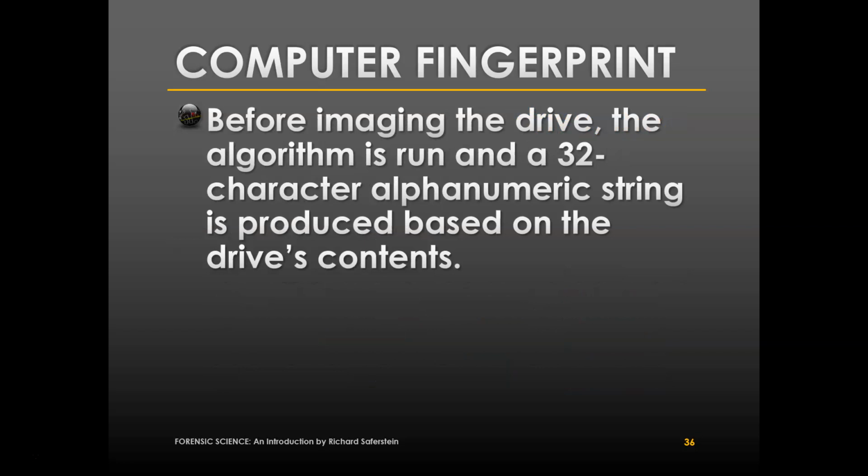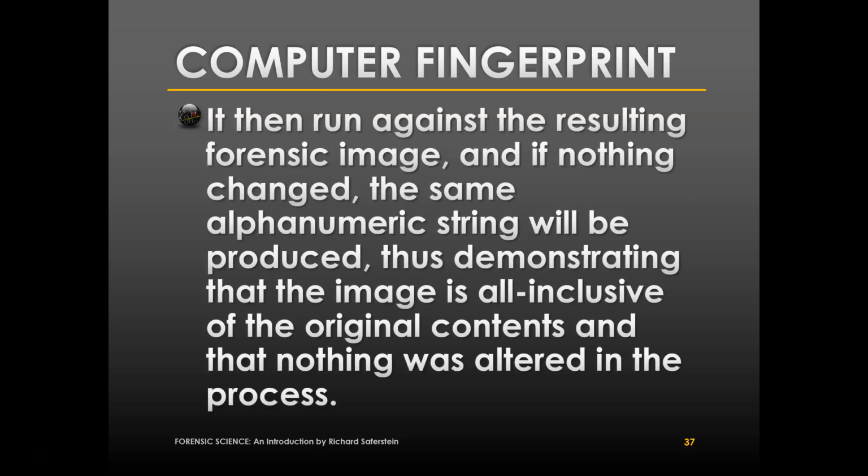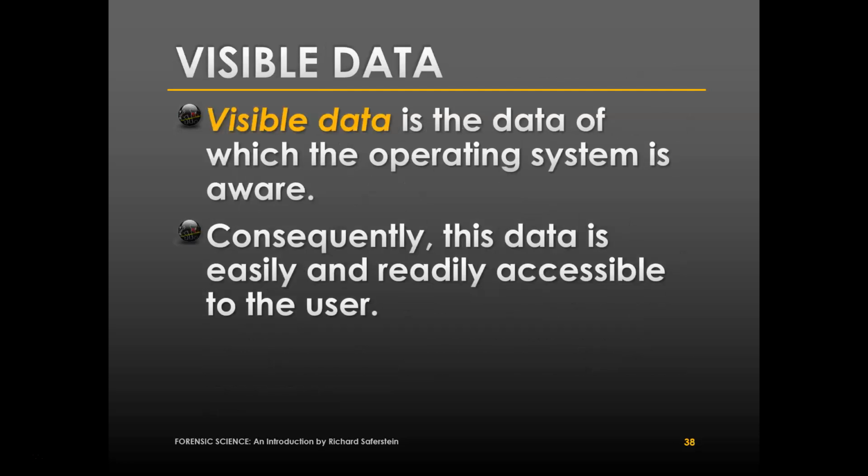Before imaging the drive, the algorithm is run and a 32-character alphanumeric string is produced based on the drive's contents. We are getting a kind of written copy of everything that's on the drive's contents. It's then run against the resulting forensic image, and if nothing changed, the same alphanumeric string will be produced, thus demonstrating that the image is all-inclusive of the original contents and nothing was altered in the process. That is why we take one before and after to prove that we have not changed anything.